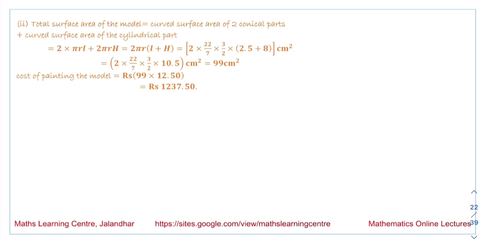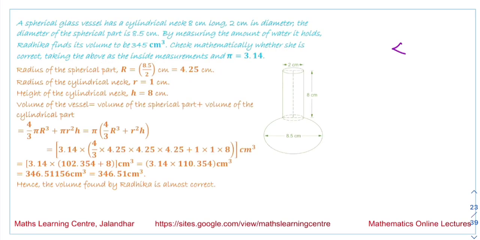These calculations are shown over here, that this is the curved surface area of the cone and the curved surface area of the cylinder. It comes out to be 99 centimeter square, and the cost of painting is rupees 12.5 per centimeter square. So on multiplying these two values, the answer we will get is 1237.50 rupees. Next we have, a spherical glass vessel has a cylindrical neck 8 centimeter long.